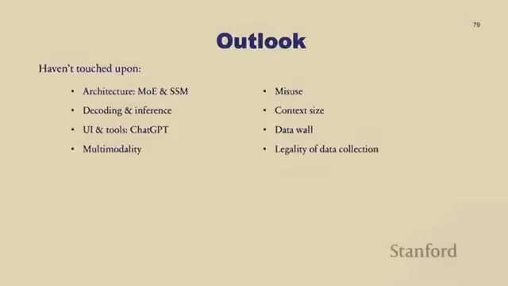Outlook. There are many things we haven't talked about. We haven't talked about architectures. We definitely haven't talked about inference. There are many other things that are important with LLMs. What is the UI that you use? Arguably, with ChatGPT, the big novelty was just having a simple UI to use it. Multimodality, what are all the misuses you could have, the fact that there might not be enough data on the internet to train all these models, the legality of data collection. So many other things.